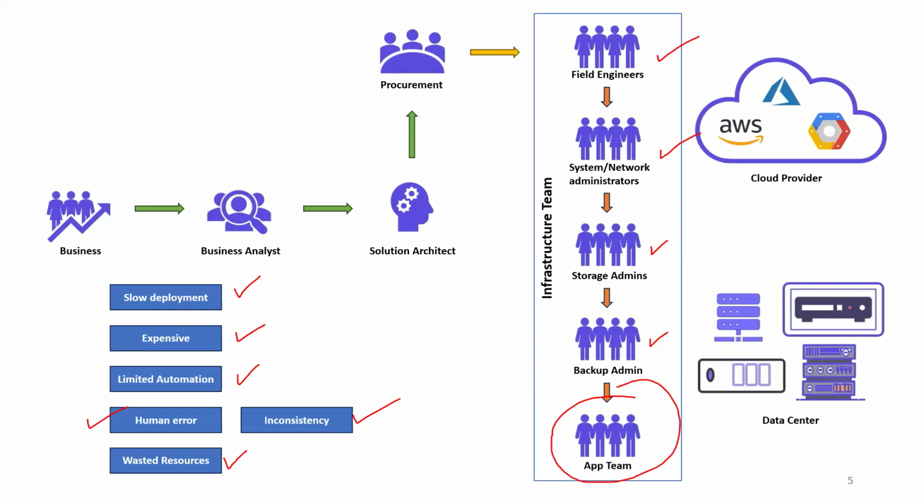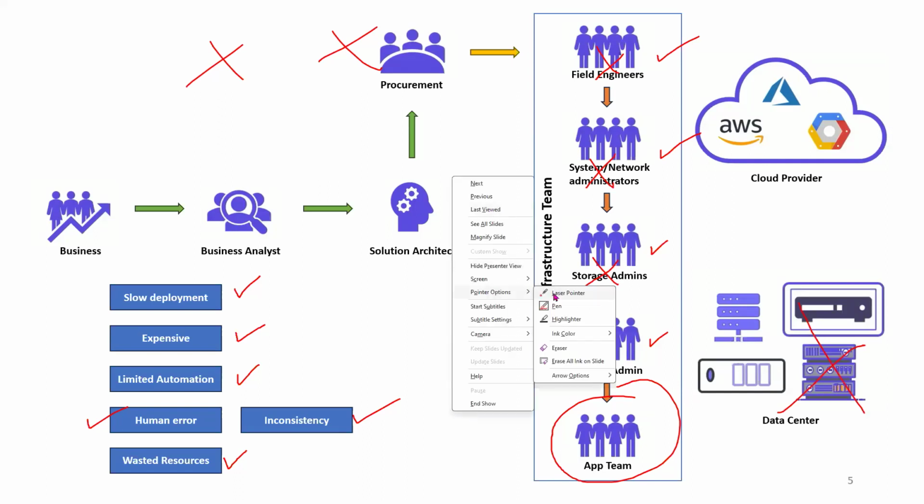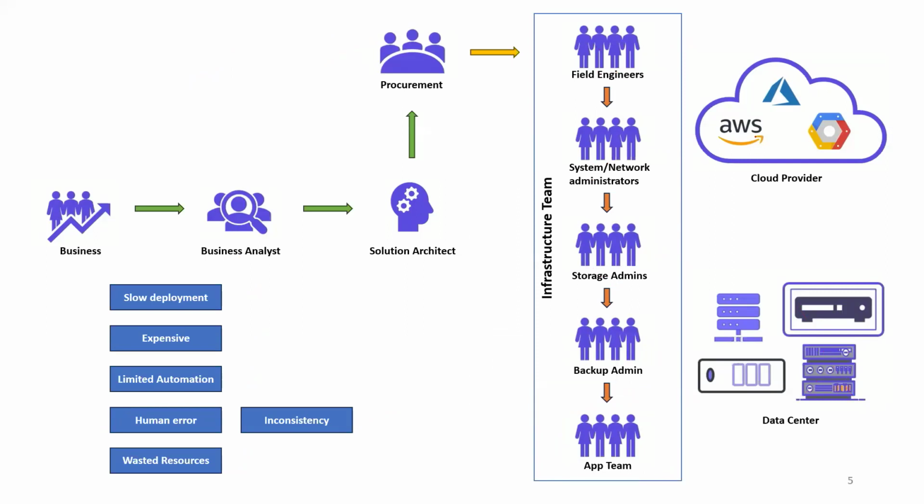Because they don't want to go for the slow deployment model. When you are working on cloud platforms, the working model is very fast. Comparatively, you do not have a procurement team, vendors team, field engineers, system admins, storage admins, backup admins. You don't need to maintain the data center also, right? So that is the reason cloud platforms are not a slow deployment model. It is a faster deployment model when you are working on cloud platforms.